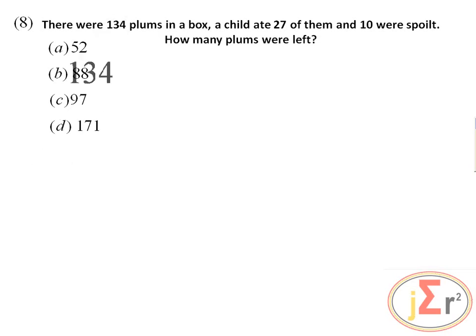So, 134 plums in a box. A child, let's say Jerry Lewis, ate 27 of them. And he said that 10 were spoiled, but I know that what he did, he hid himself and ate another 10.